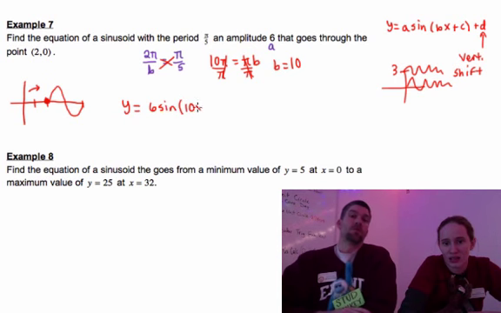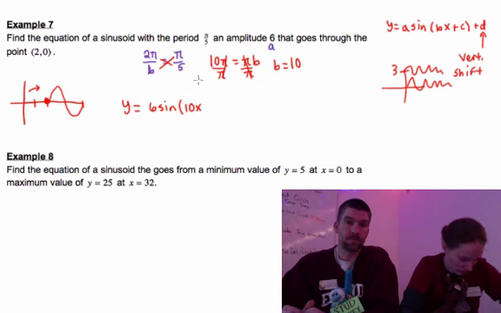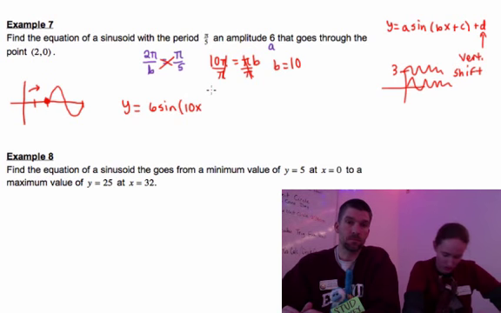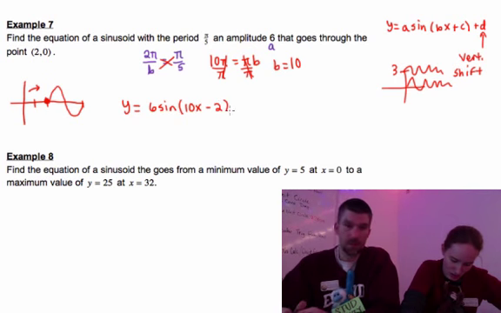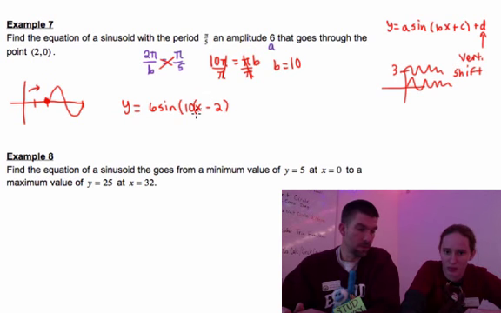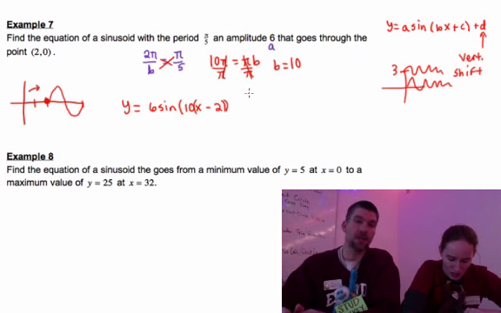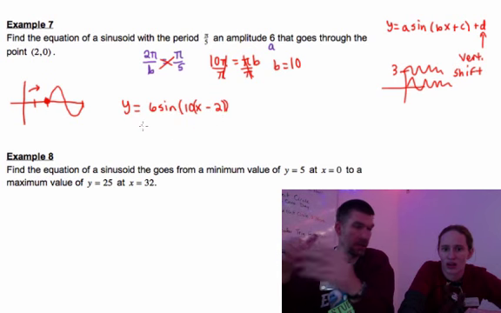B is 10. But I feel like there's some issue that happens when we've got a phase shift and a number in front. Are we going to subtract 2 here? I believe so. And then there's not a vertical shift. Here's what happens: we put this in parentheses, because we want to move the x by 2, but also to the x we're going to multiply by 10. So we've got to look at those individually.